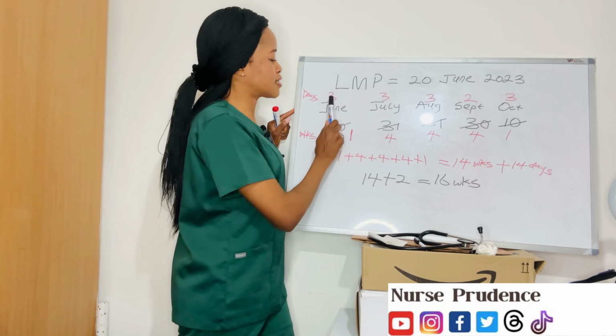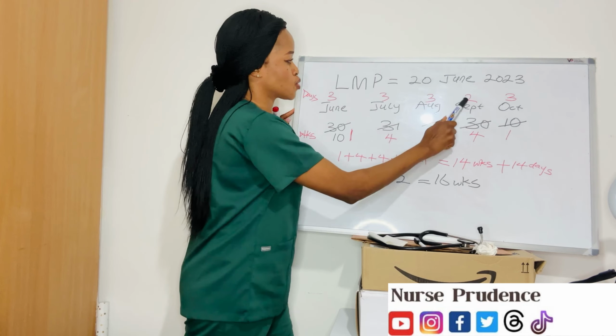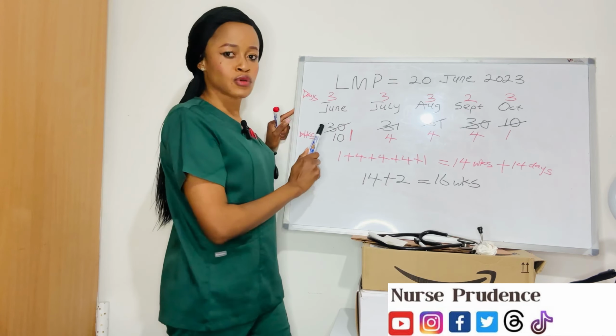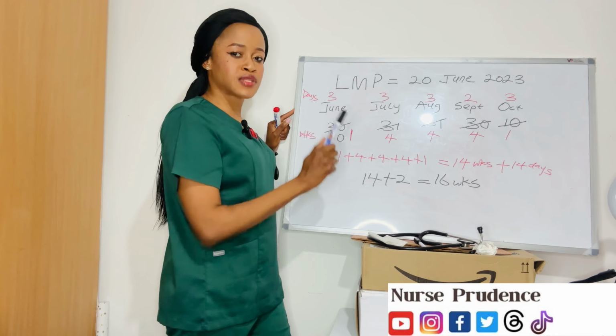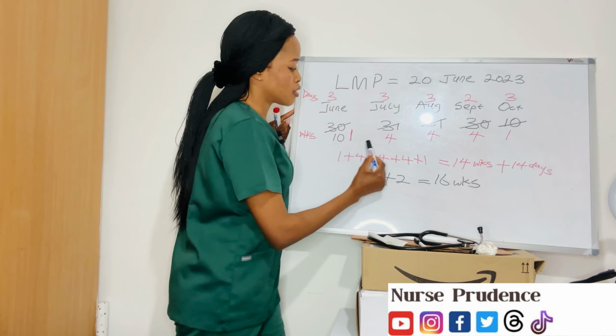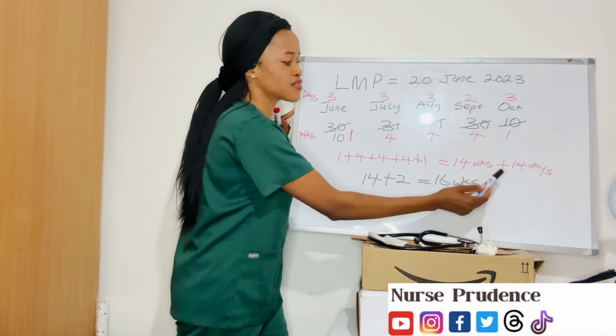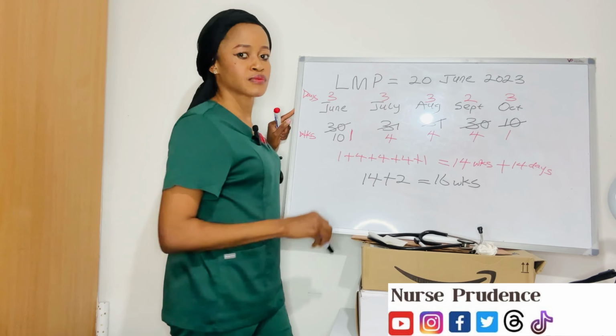So when you calculate these numbers up, 3 plus 3 plus 3 plus 2 plus 3 will give you 14 days. You cannot write 14 days because 14 days is 2 weeks. You add it up to the weeks down and you will have 16 weeks based on this last menstrual period.